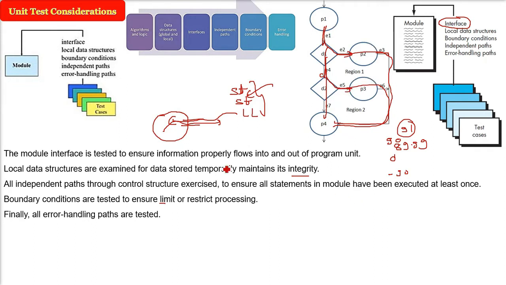But if some error is there, some problem comes, or the user doesn't choose a scenario which the developer is expecting, there has to be some error handling also. So this error handling path also needs to be tested.